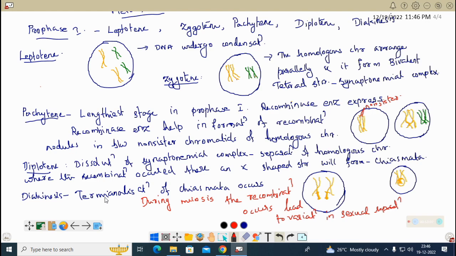You can write this according to the note I have given for prophase of mitosis. You can just listen and write this also, there is no issue. That is the end of prophase 1, and by diakinesis it shows the entry to metaphase 1. The next stage is metaphase 1, which we'll study in the next class.